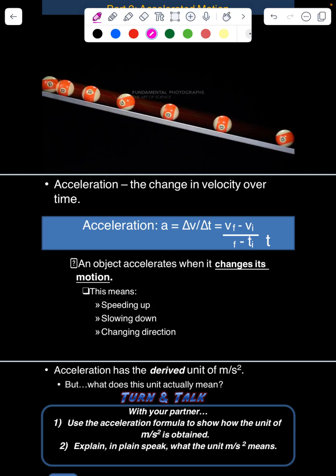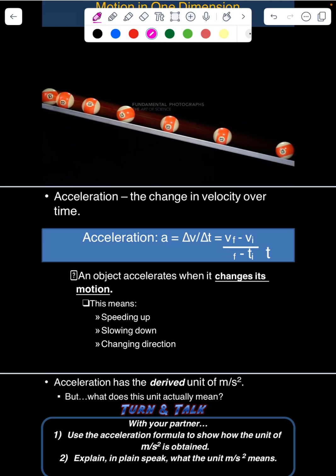All right, so what you need to know is what acceleration actually is. All acceleration is just our change in velocity over a unit of time. So our equation for acceleration is equal to delta V over delta T. So remember we had velocity.